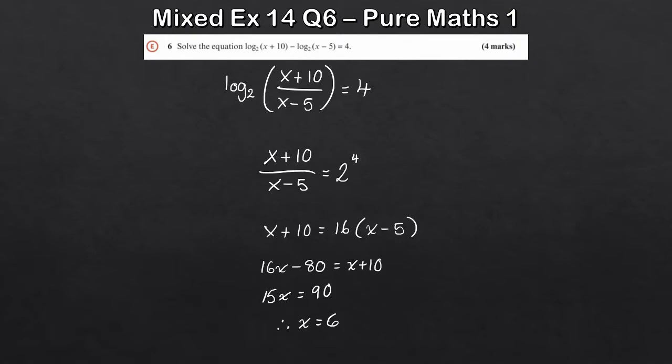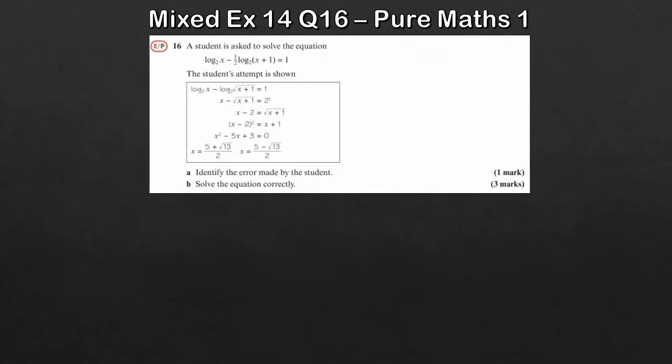And this next question here, this is quite common with these logarithm questions. You'll be given some working that a student has apparently done, so we've got to spot the error in their working. So that's the first mark here. Can we identify the error? So let's just follow it step by step.